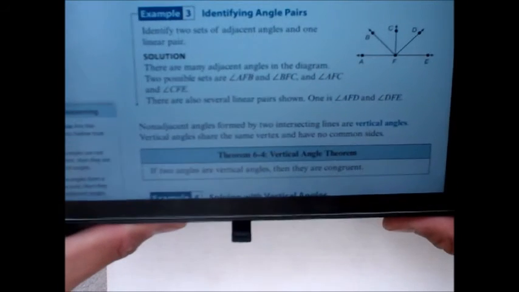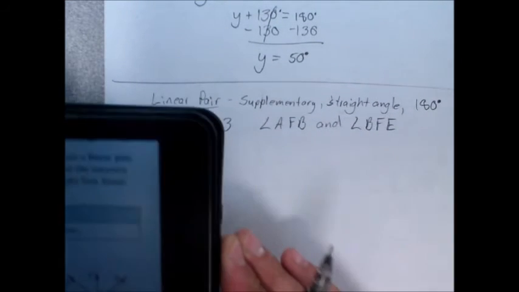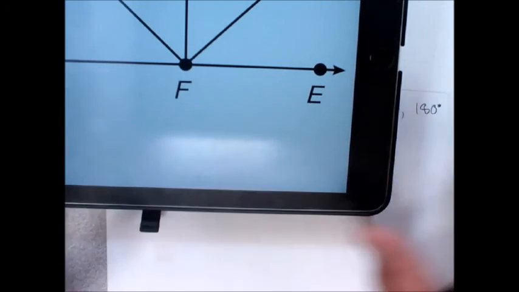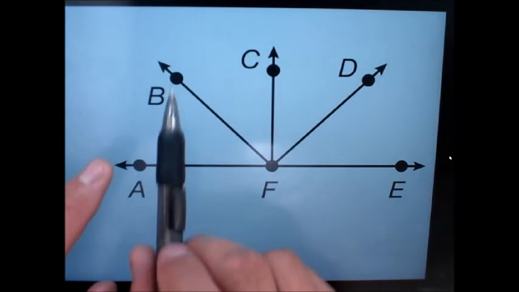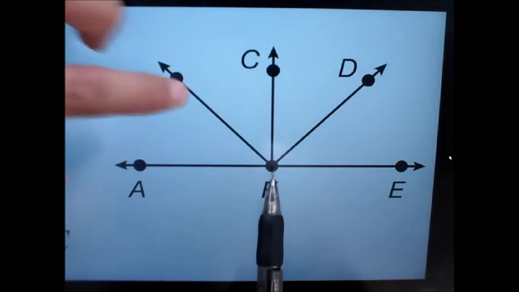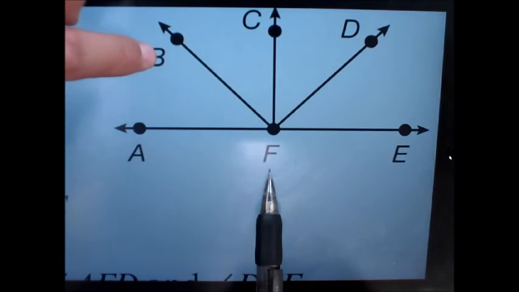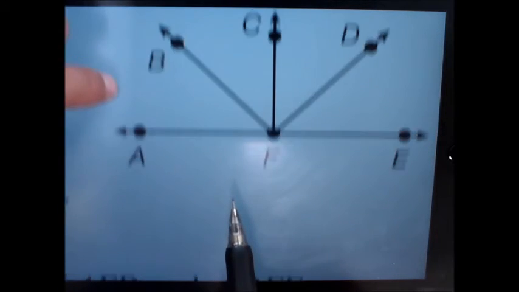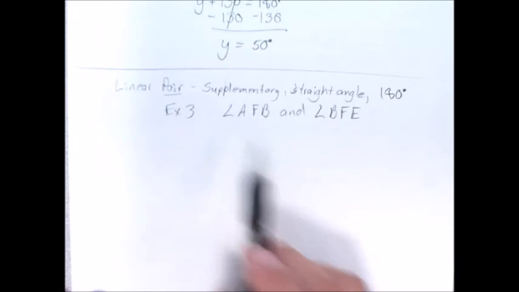Yes, the F did say the vertex. They do share a common vertex as well. That's part of our next definition. I'll go back to it here in a second. I just want to show you AFB and BFE share this side, or this line, this ray, I guess, not really a line. Since they share that, they will also share that in the name. So FB, BF right there.